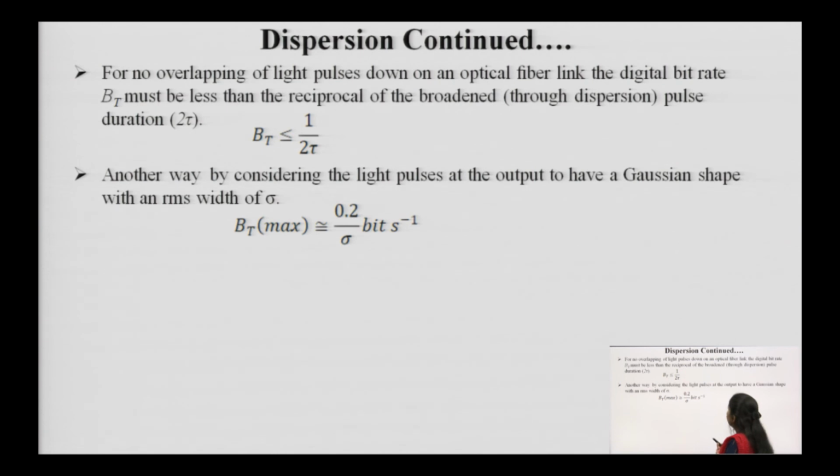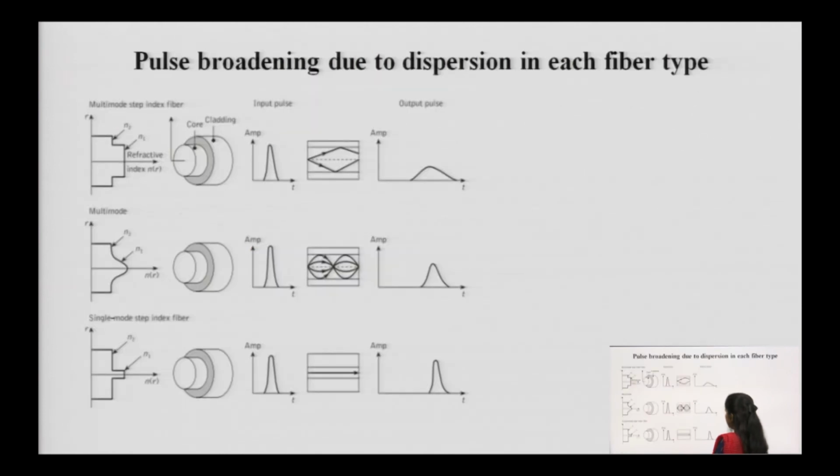For the no overlapping condition, what do we have to do? We have to keep the optical fiber link digital bit rate less than 1 by the pulse duration, that is, the bit rate should be less than the reciprocal of pulse duration. Similarly, it can be written this way also, where sigma is our RMS pulse width.